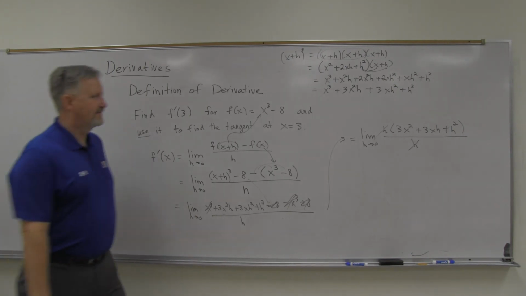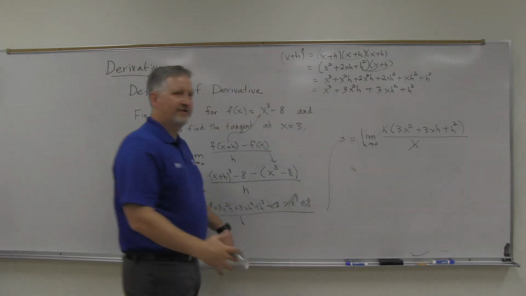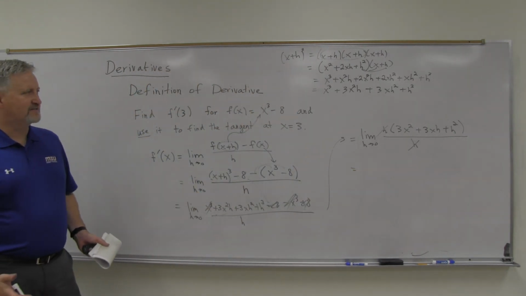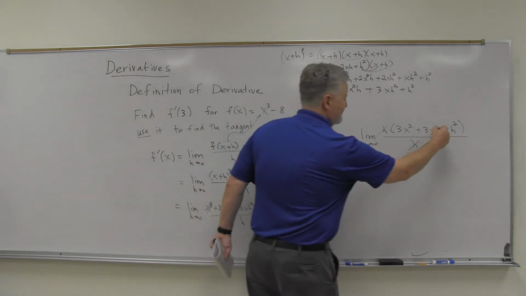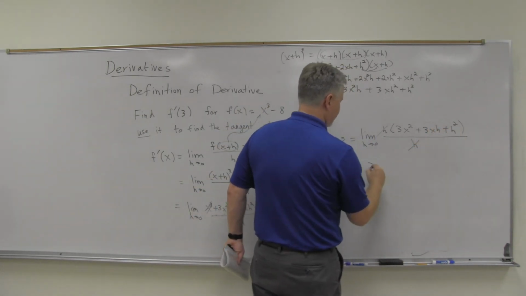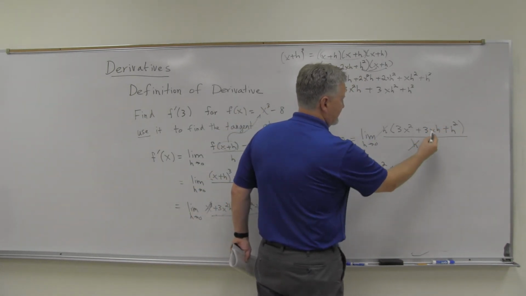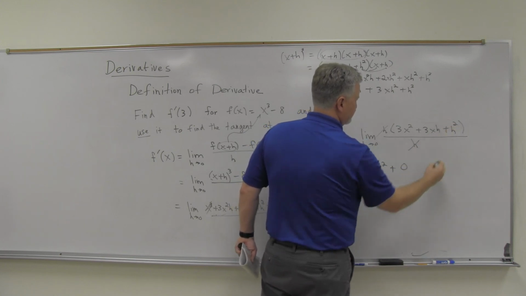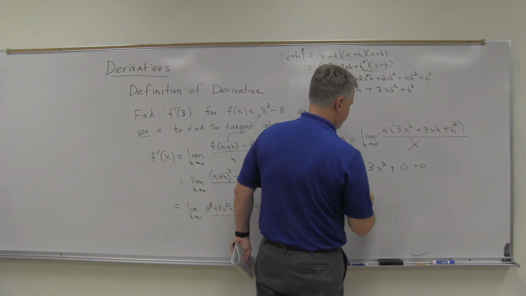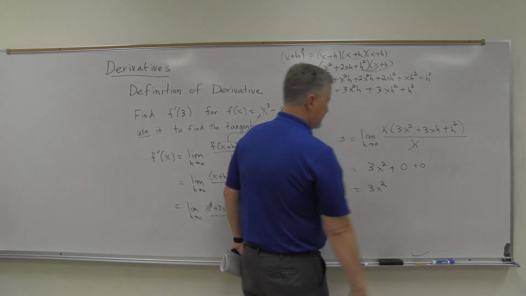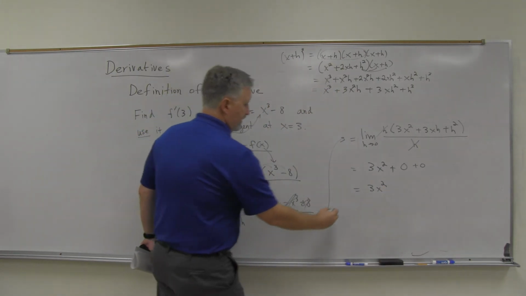So now, no longer is it a problem to plug in h to be 0, right? h is 0, so what do we got? 3x squared, 3x times 0 is 0, and 0 squared is 0, so I've got 3x squared. That's f prime of x.